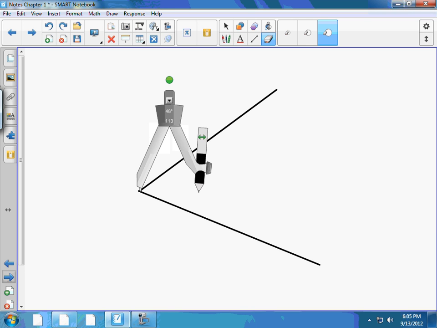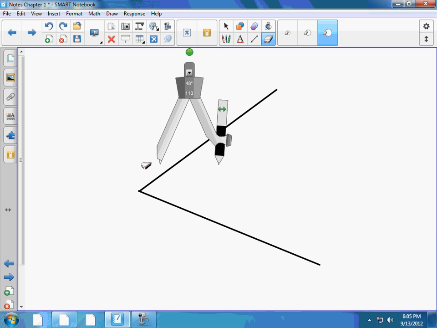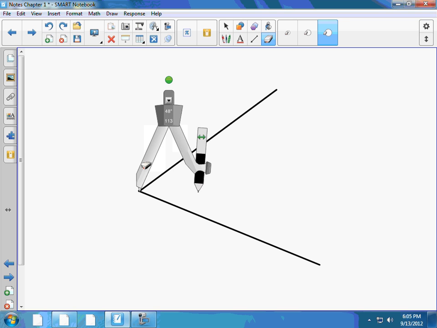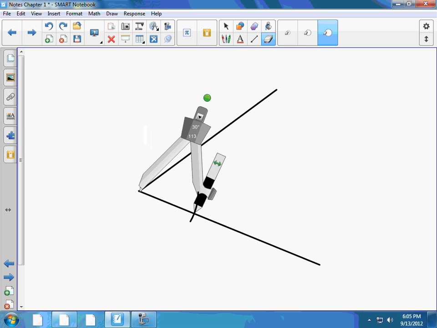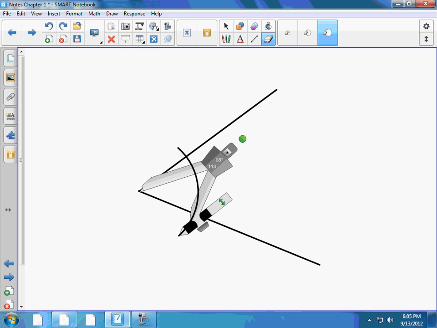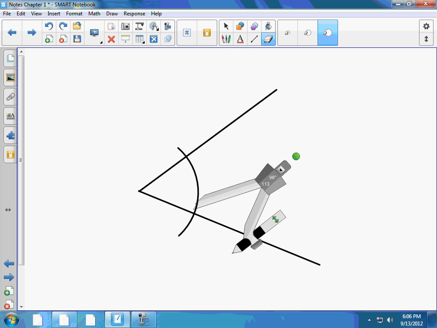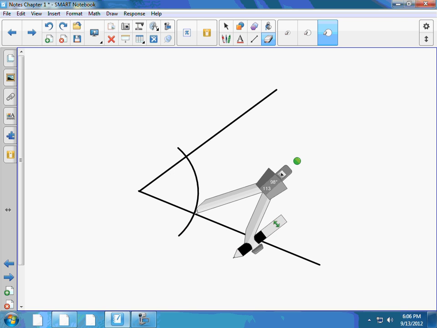Here's my angle. First step, always make sure that this compass is centered on the vertex. Then I'm going to draw an arc that goes through both sides of that angle. So that's step 1. Step 2, I'm going to recenter my compass on one of the intersection points.